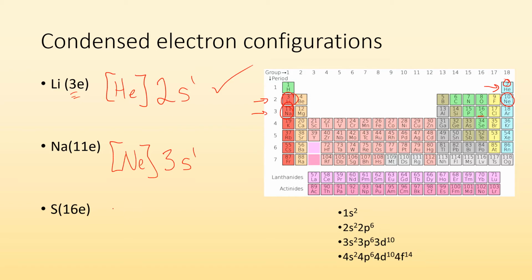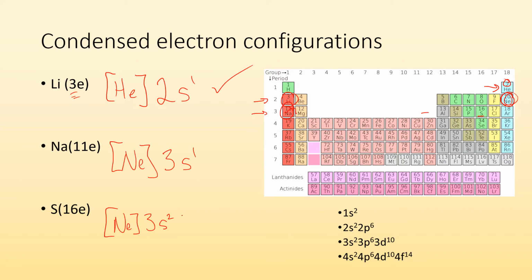Sulfur, similar but different. So again, the previous noble gas for sulfur is neon. So I'm going to do boom, neon. And that represents 10 electrons. So now I have 6 more to place. So I'm starting in the third energy level. So I start 3s2. All right, that's going to get me to magnesium.